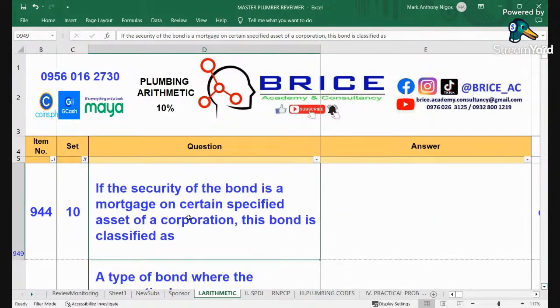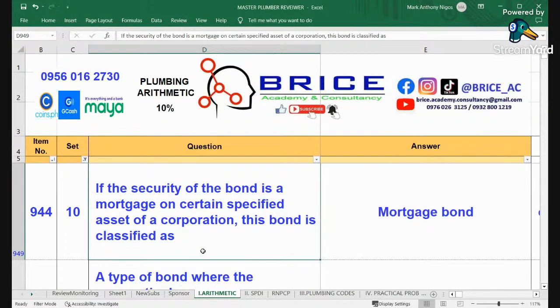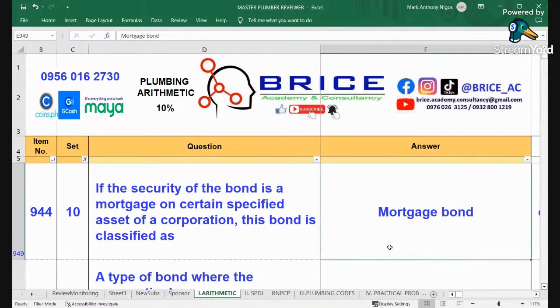944. If the security of the bond is a mortgage on certain specified assets of a corporation, this bond is classified as mortgage bond.